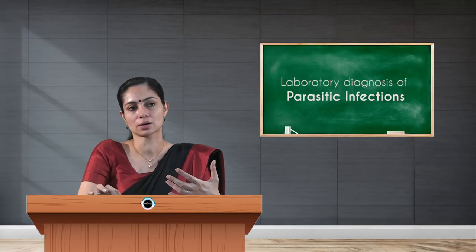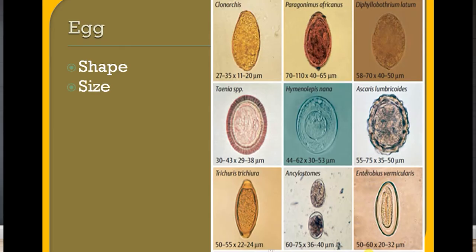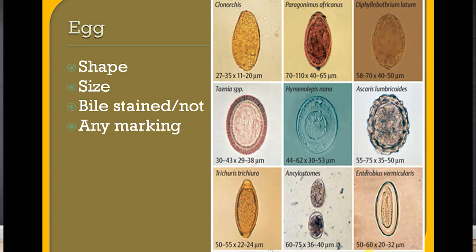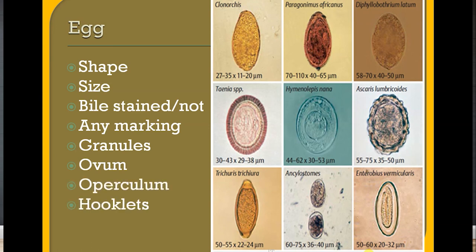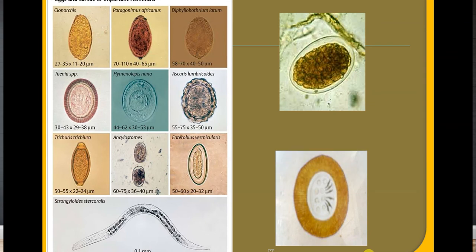How do we differentiate eggs of different parasites? You look at the shape of it, you look at the size, then you can see whether it is brown or not, that is bile stained or not, any marking on the egg, presence of granules, ovum, how it is made, operculum present or not, presence of hooklets. These are some of the features where you can differentiate different types of parasitic eggs. As you see in the picture, they have different morphology, which will help us to identify which is the parasitic egg. So you can see here the hookworm parasitic egg, Taenia egg. You can see the presence of hooklets inside.